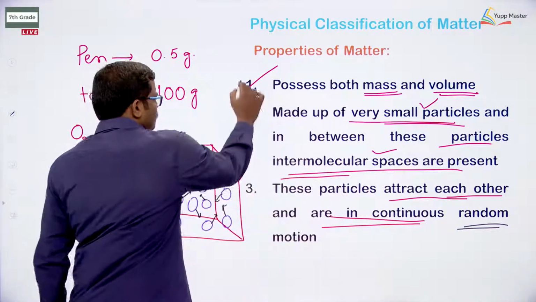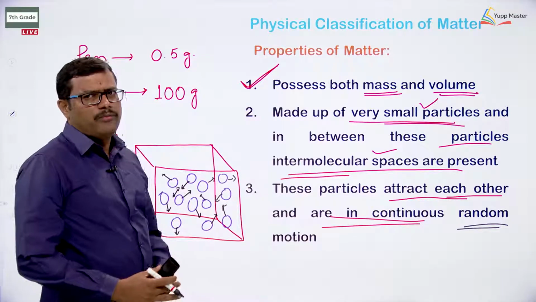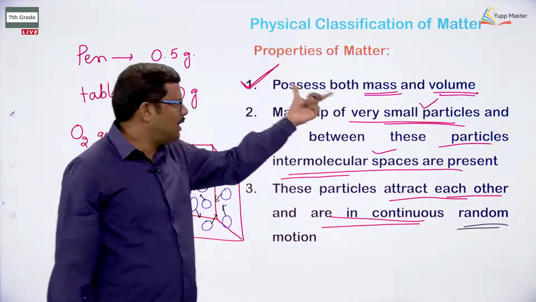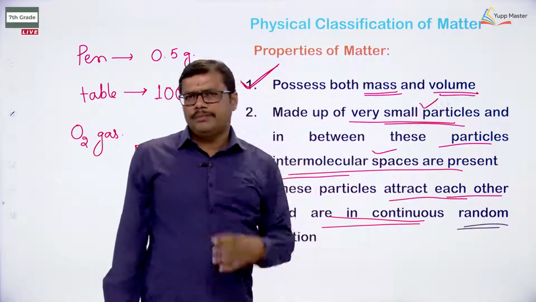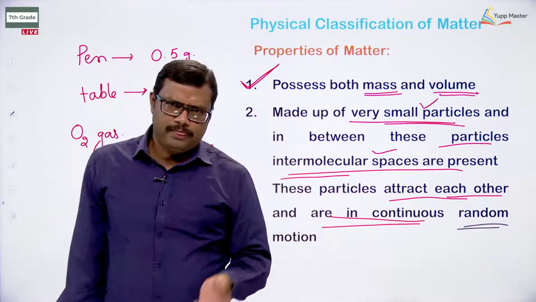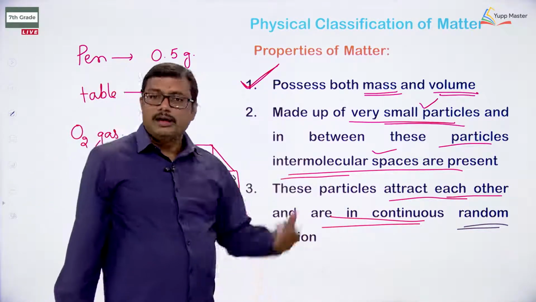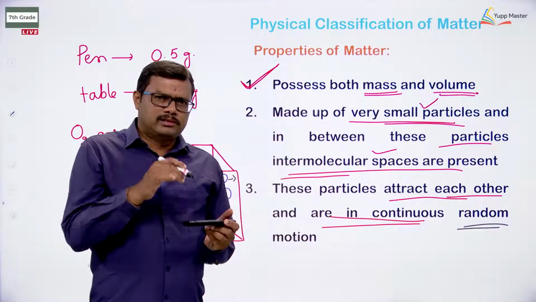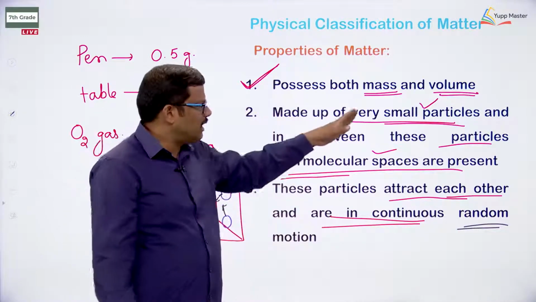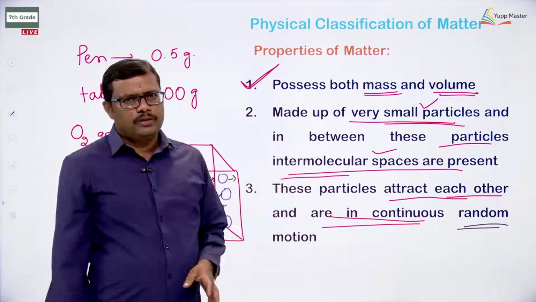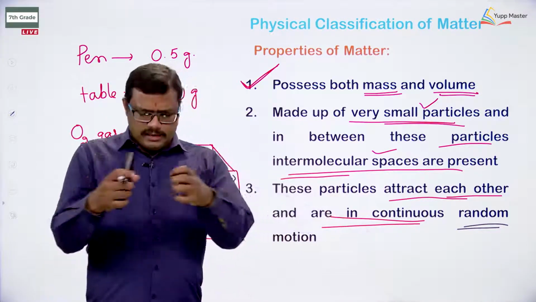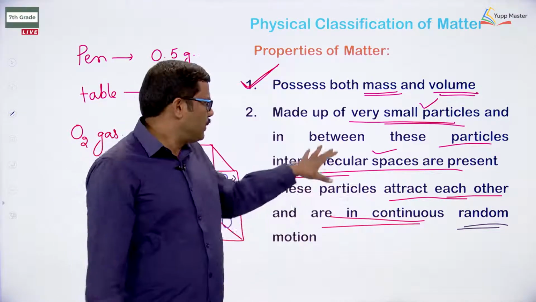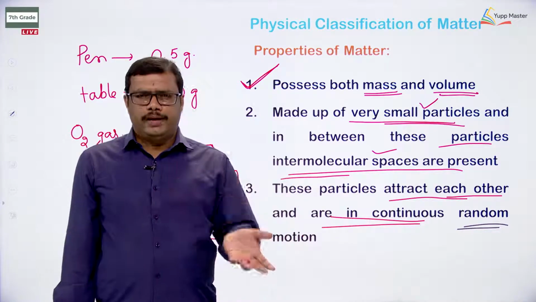So we can say that when you observe the properties of matter, they possess mass as well as volume. They have mass, that is weight, and they occupy some space when provided. Example, books and pens you can clearly see. And when you go into the deeper structure of matter, you can see that they are made up of very small particles, and moreover the particles are separated from one another and there is some space present between the particles. That space is taken as intermolecular space, the empty space that is present.